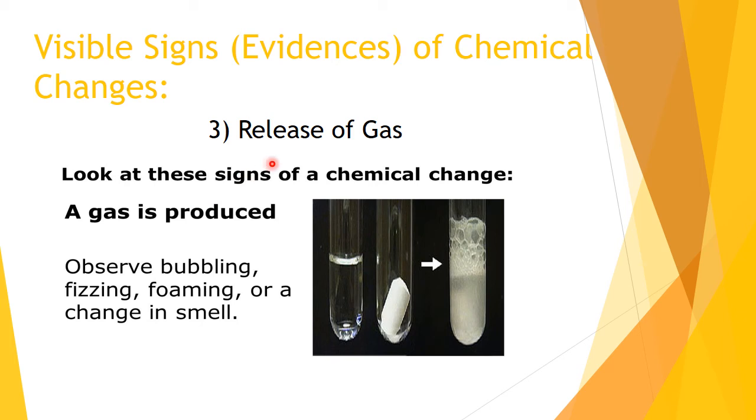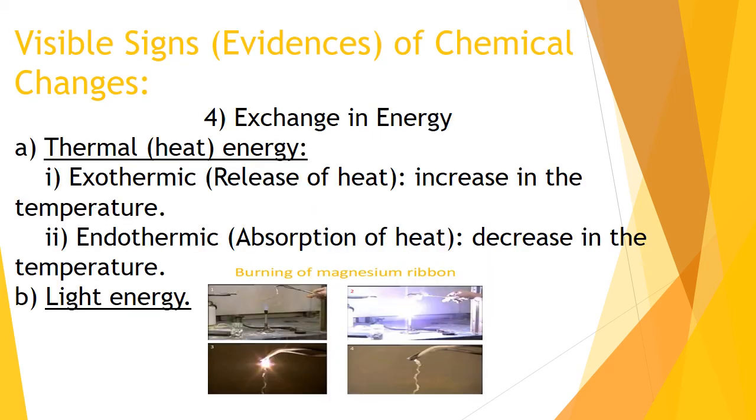Another visible sign is the release of gas. The release of gas is observed through the formation of bubbles, effervescence. For example, if we put a piece of chalk in an acidic solution, we will observe the formation of effervescence. This effervescence indicates the release of gas. This gas is a new substance, indicating that this change is a chemical change.